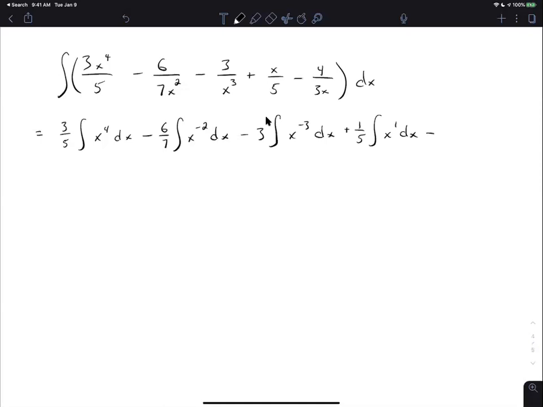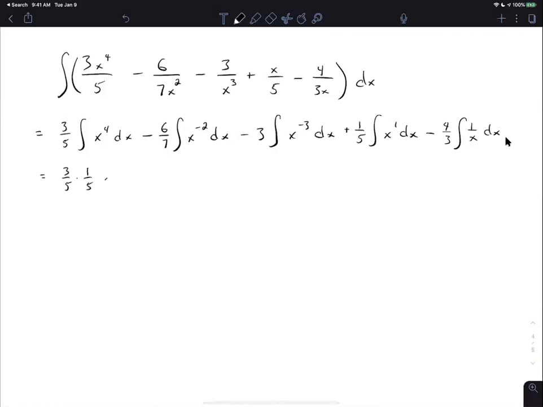On the last one, I'm going to put 4/3 outside, and I'm going to leave it as 1/x dx inside because I don't want x to the -1. When I have 1/x cubed, I want a negative power. When I have 1/x to the first, I want to leave it like this and use log. Questions on how to break that up? Those are all good.